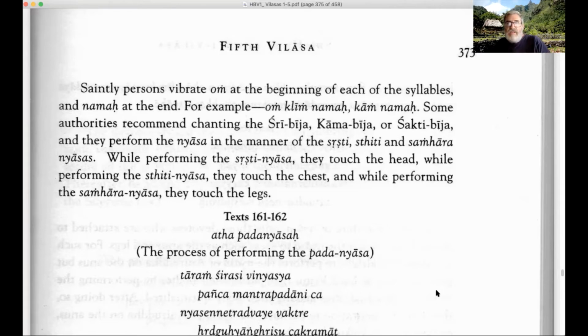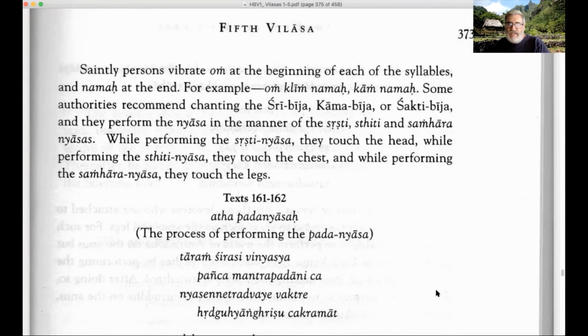So it's possible that one could prefix the mantra with Om, or Om Shrim, or Om Klim, or Om Hrim, or Om Shrim Klim, or Om Shrim Hrim, or Om Klim Hrim, any combination. Or it even could be Om Shrim Klim Hrim, and then the syllable of the mantra. And then perform nyasa in the manner of Shristi, Sthiti, and Samhara nyasas. Okay, so this has to be explained a little bit.